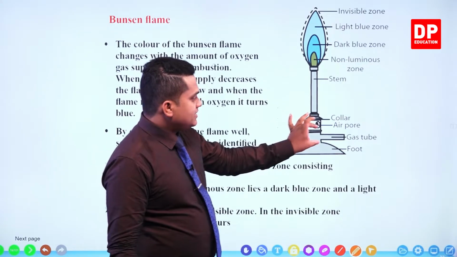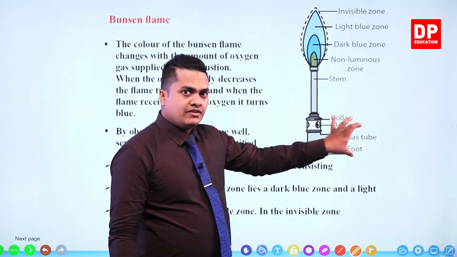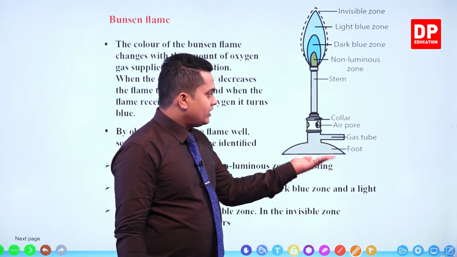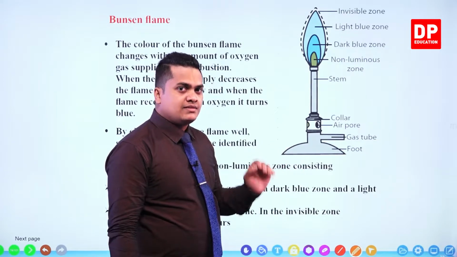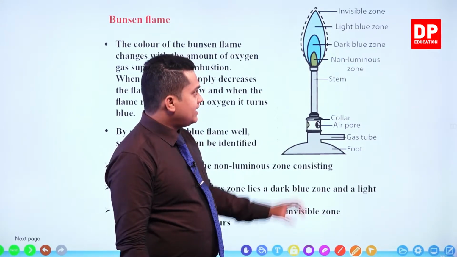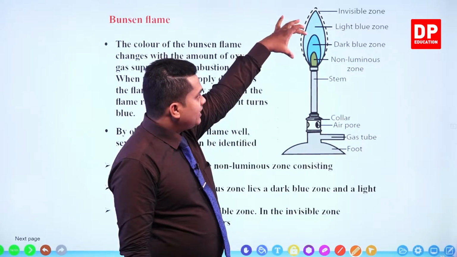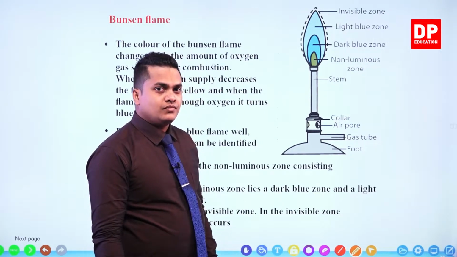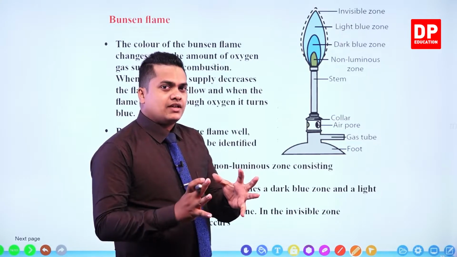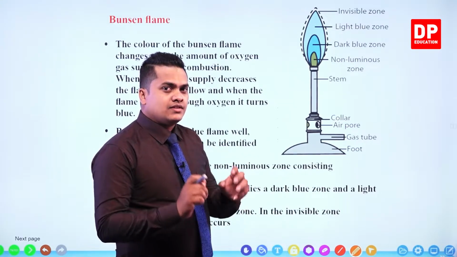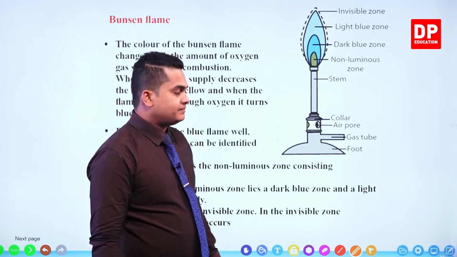And this is the gas tube. We have to connect it with the LP gas container. Then this is the foot. It helps to keep the Bunsen burner rigid. Then the stem of the Bunsen burner. Then finally the flame. Okay. So let's see what are the key contents and the areas related to a Bunsen flame.